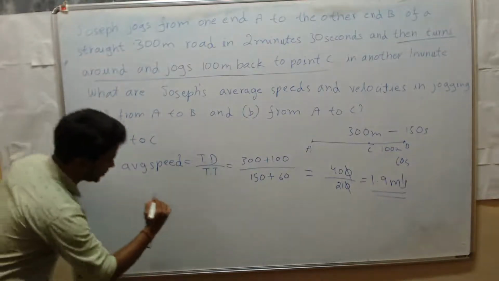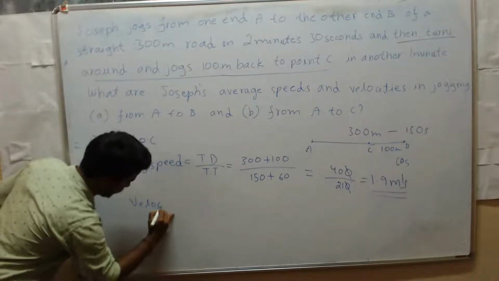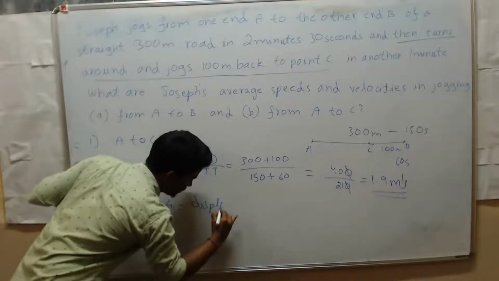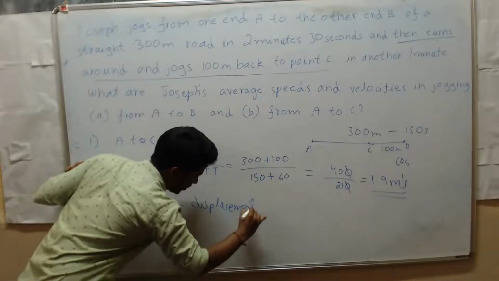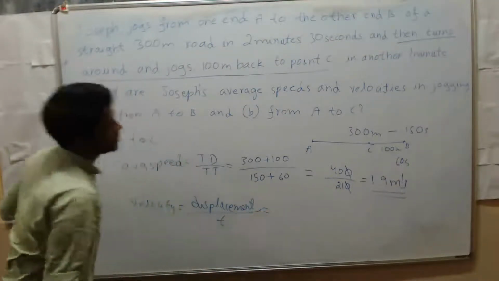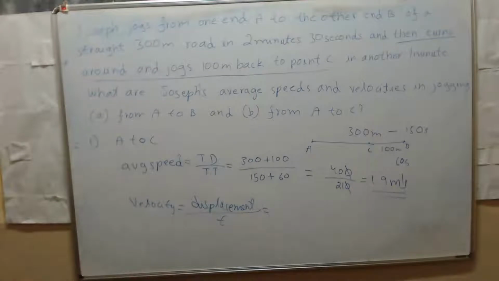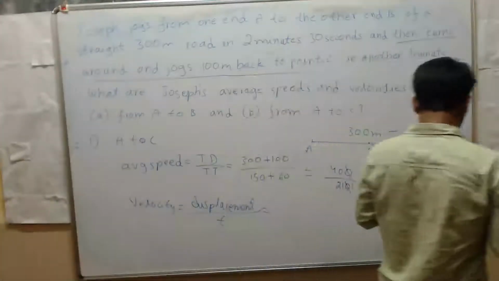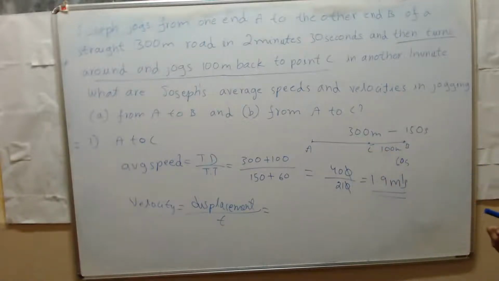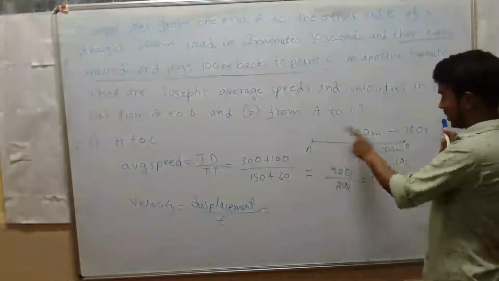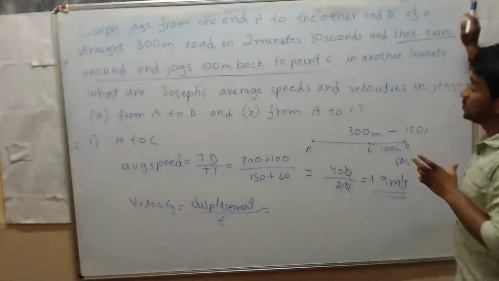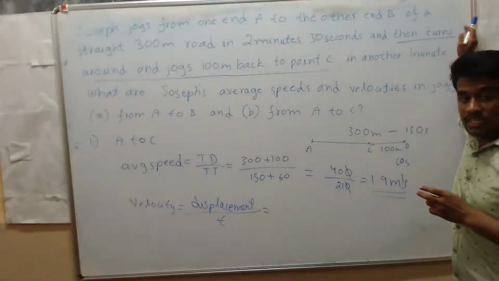Now second, what is the velocity? Velocity is equal to displacement divided by time taken. So what is the displacement? The starting point is A and the ending point is C. Then what is the shortest distance between A to C? See, now here don't take A to B, B to C. Now we need displacement. Displacement means the shortest distance.